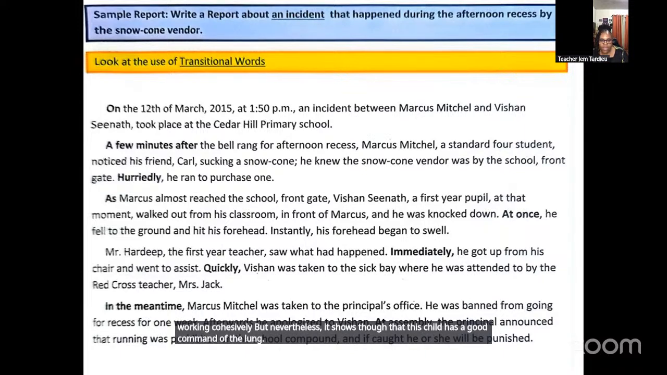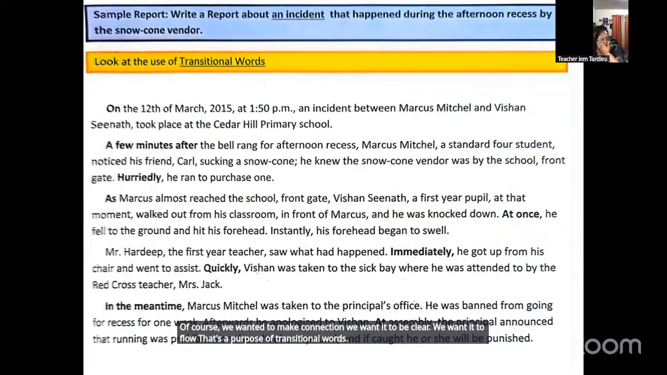Now, just to be careful, do not throw in a transitional word that doesn't connect, because you may say, well, Miss said use transitional words, so I will give them transitional words. Of course, we wanted to make connection. We wanted to be clear. We wanted to flow. That's the purpose of transitional words.